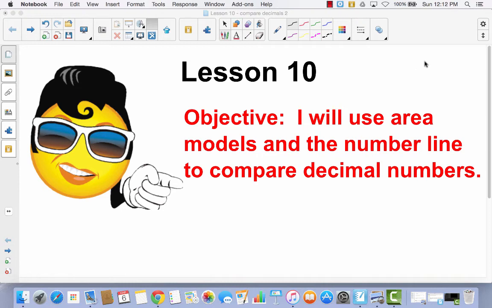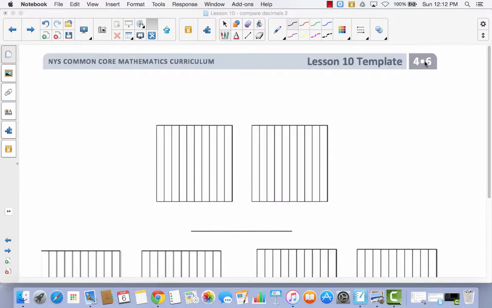Lesson 10, I will use area models and the number line to compare decimal numbers. Today you're going to need this Lesson 10 template for the first couple of activities that we're going to do before we start on our problem set.